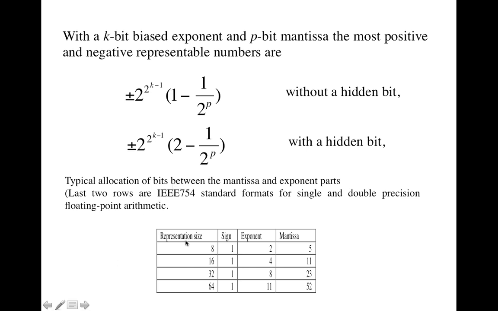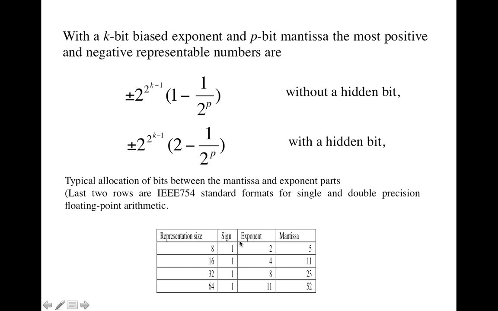Now, in this table, if you look at the table here, the last 2 rows correspond to IEEE 754 representations or standard formats. The first one is called the single precision. The second one is called the double precision representation. In the single precision, we got 32 bits. And we use 1 bit for the sign, and then 8 bits for the exponent, and then 23 bits for the mantissa. When we double the precision, then we use 64 bits, 1 bit of sign, 11 bits of exponent, and 52 bits of mantissa.